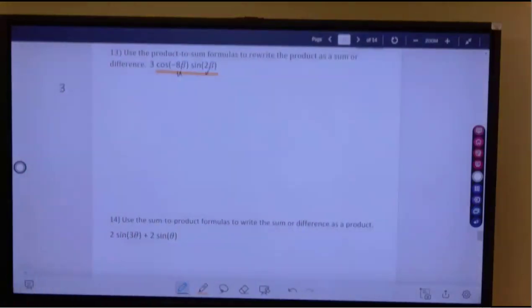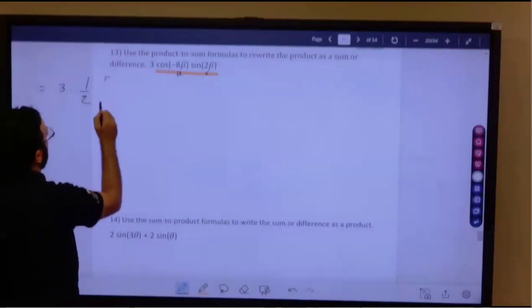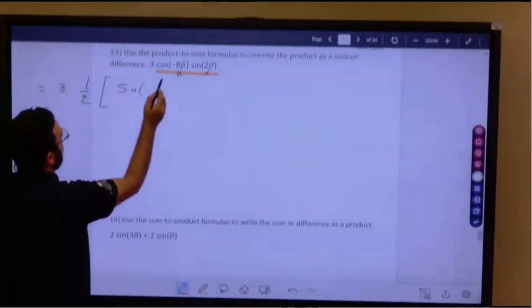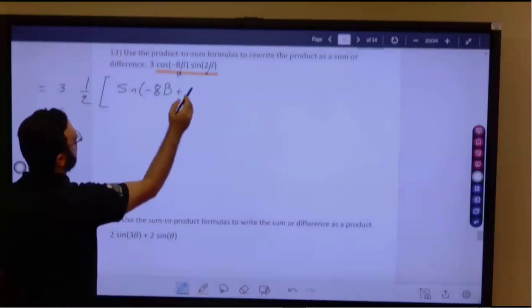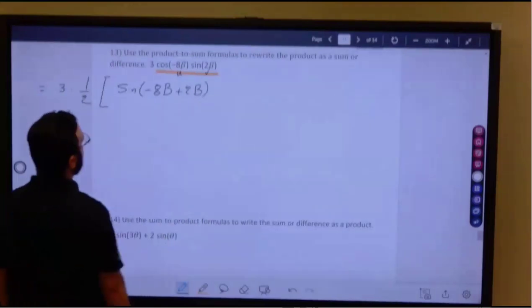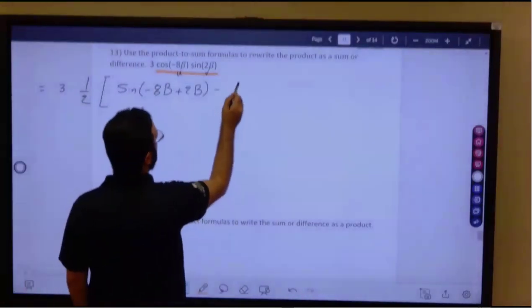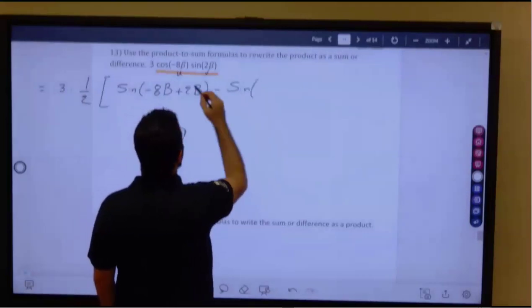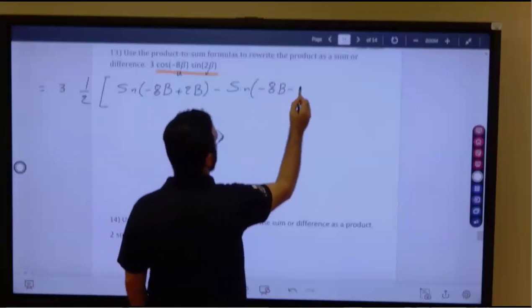So it's going to be half sine u plus v. So the formula is going to be half sine u, which is negative 8 beta, plus v, which is 2 beta. Sine, this is the first part. And the second part is going to be minus sine u, which is negative 8 beta, minus v, which is 2 beta.